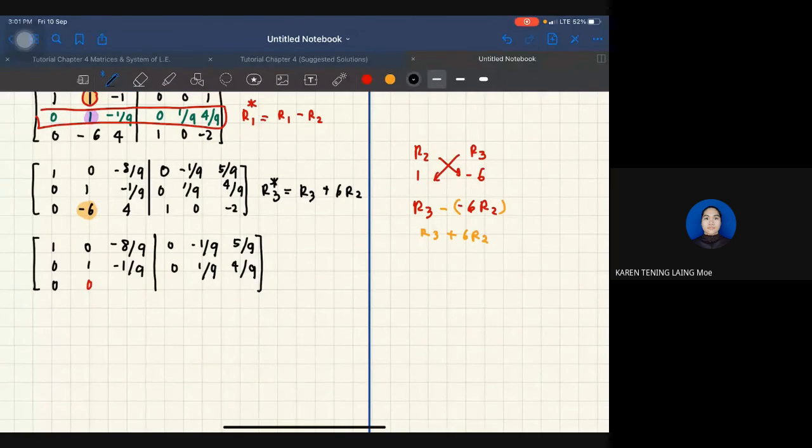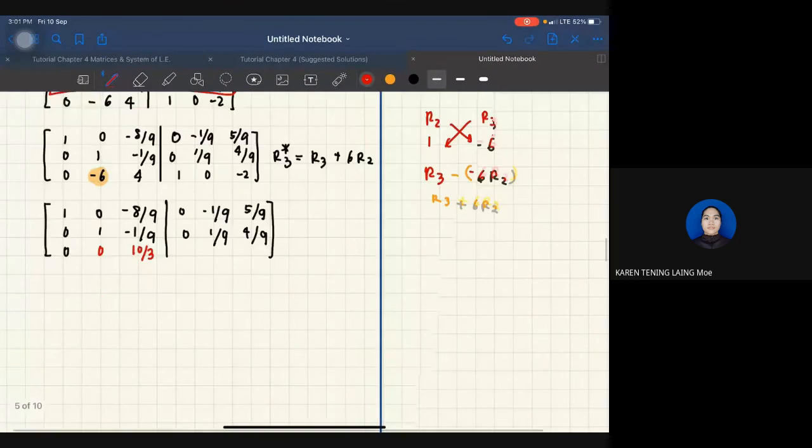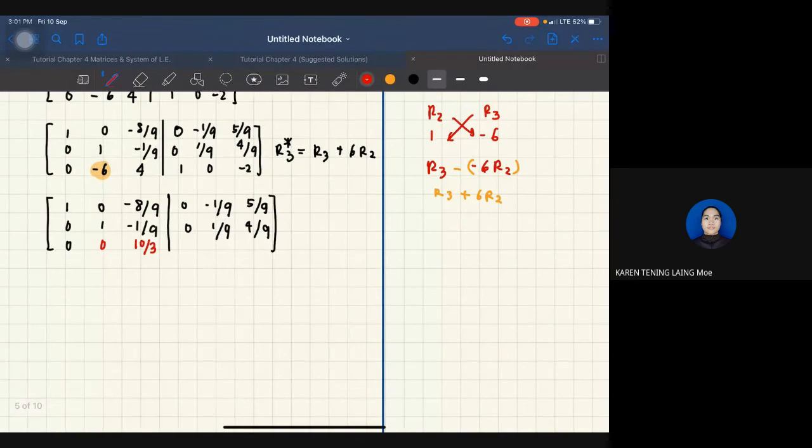Lepas tu we have row 3. So row 3 is 0, 0 plus 6 times row 2. So 0 plus 6 over 9 is 6 over 9, 2 over 3. Okay, and then lastly is negative 2 plus 6 times 4 over 9. Okay, so awak akan dapat 2 over 3 juga. Okay, semua orang dapat yang sama tak macam saya? Dapat, Miss. Ada soalan tak setakat ni?